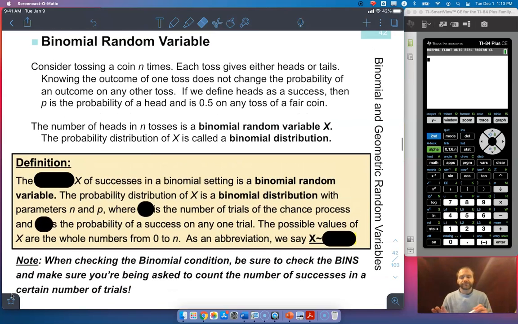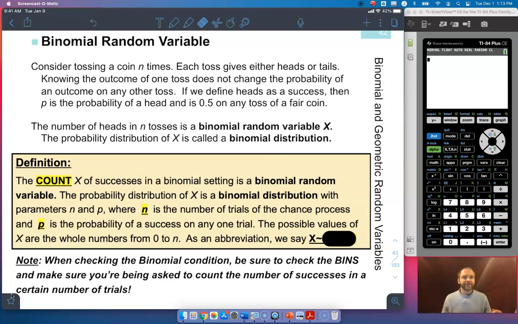And so here we are. We have a count. We count X of successes in a binomial setting random variable. So we're going to count how many successes of X we're going to have. And we have a fixed number of trials we're looking at. We're looking at n trials. And we have a fixed success probability. p is the probability of success.